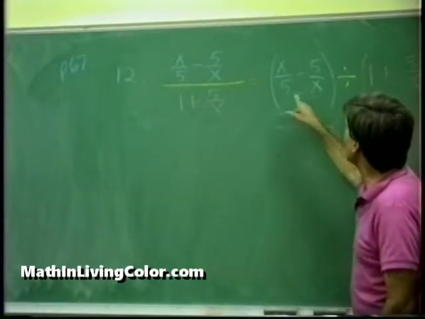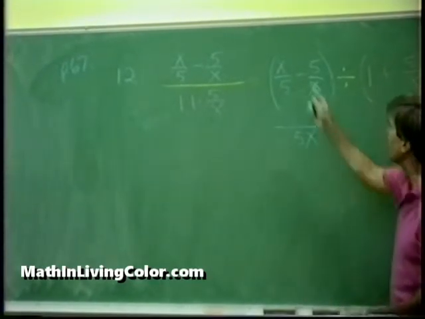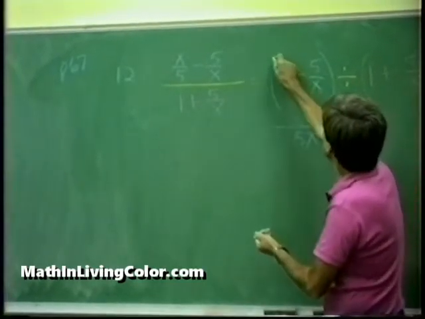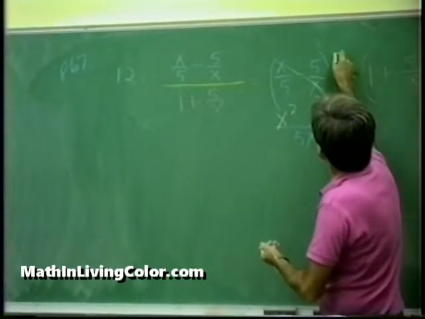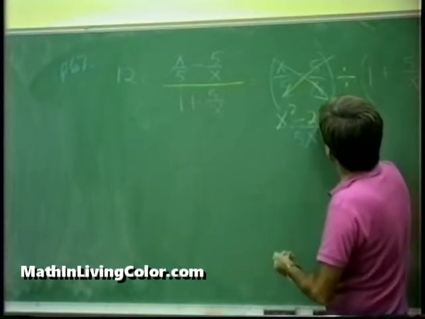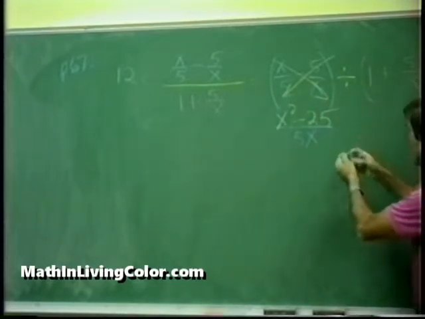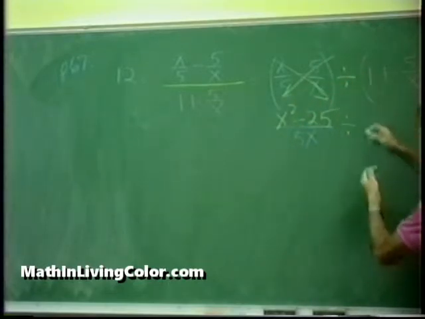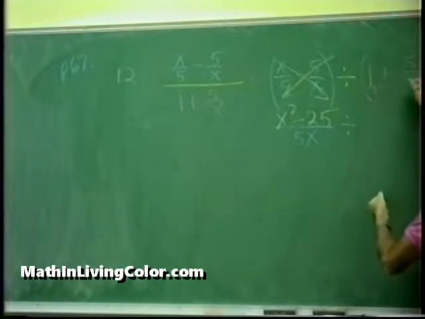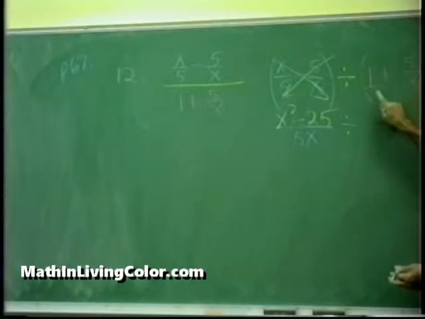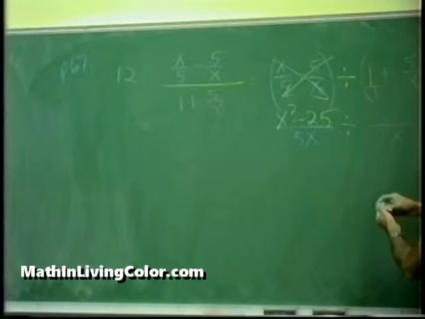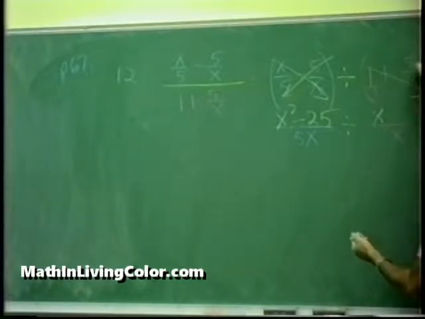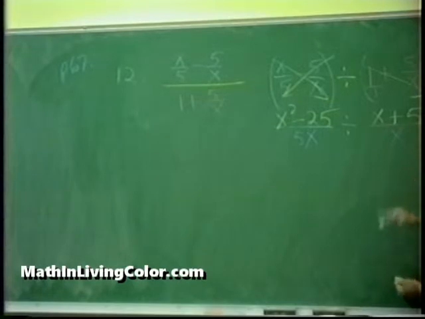What's the common denominator here? 5x. What's the fast way to get the numerator? The fast way. X squared, and then minus 25, right? And then still divided by. Now this is actually 1 over 1, so what's the common denominator here? X. So the product is x, isn't it? So you can do the shortcut, which would be what? X, and then plus 5 divided by x. Any question on that? Okay.